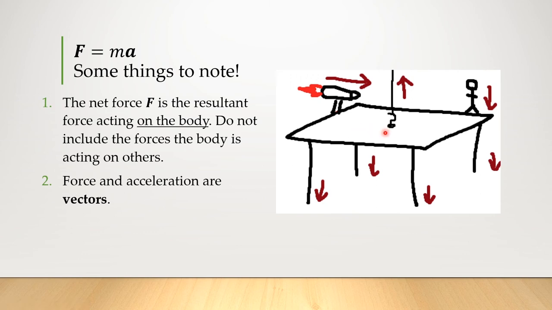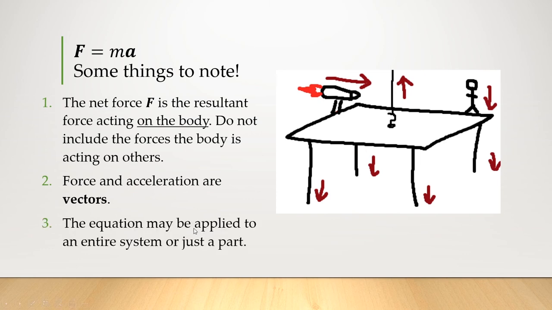Number 2, force and acceleration are vectors. They have a magnitude, they have direction. Number 3, the equation may be applied to an entire system or just a part. We could consider the whole thing or maybe just this particular leg. Pwedeng ganun. Maybe the whole system or maybe just this rocket over here. Pwede yon. So it depends, ano? It depends on your problem. You could say para siyang point of view, a perspective. It depends on what is being considered.